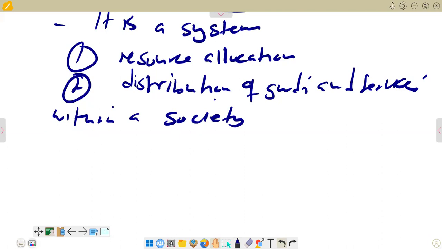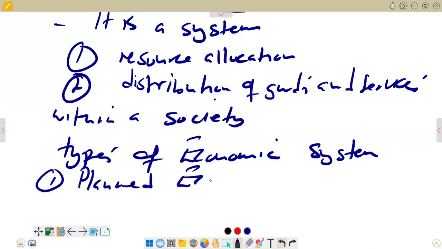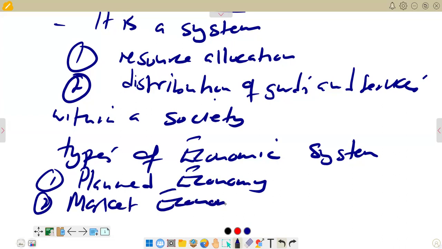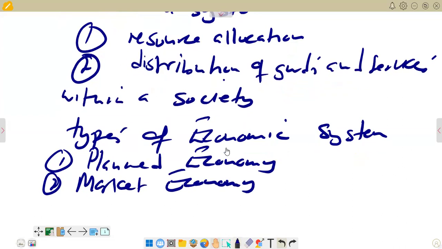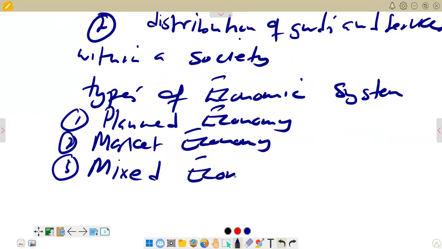And remember, we are saying we have got three main types of economic systems. So these are now the types of economic systems that we have. One, we have the planned economy. Secondly, we have the market economy. And thirdly, we might have a mixture of the planned and market economy, which we call a mixed economy. So these are the three main types of economic systems that we have.